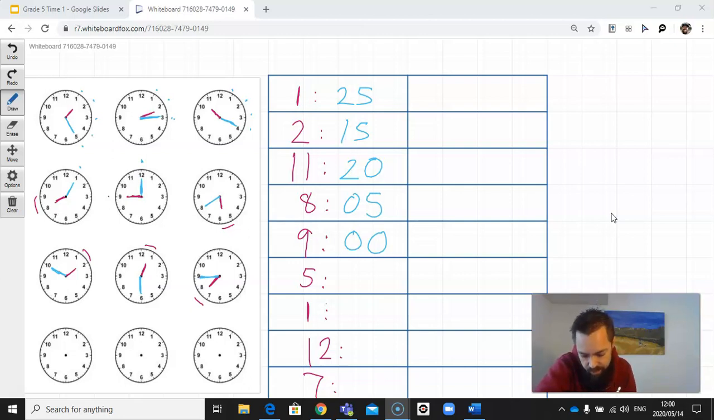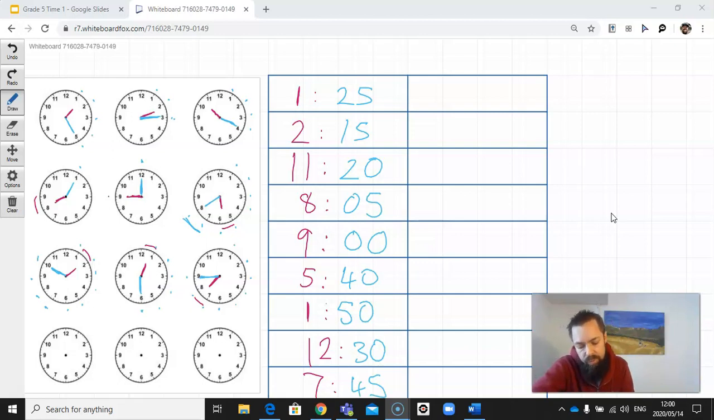Okay, looking at the next one, it's 5, 10, 15, 20, 25, 30, 35, 40. So it's 5:40. Looking at the next one, 5, 10, 15, 20, 25, 30, 35, 40, 45, 50. So it's 1:50. 5, 10, 15, 20, 25, 30, so it's 12:30. 5, 10, 15, 20, 25, 30, 35, 40, 45, so it's 7:45.